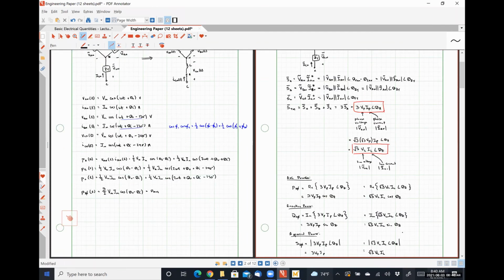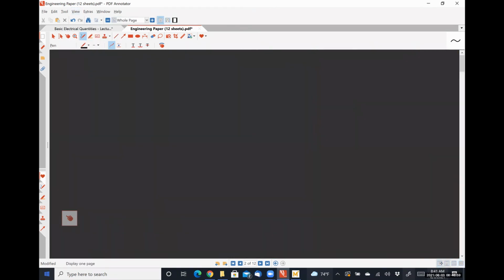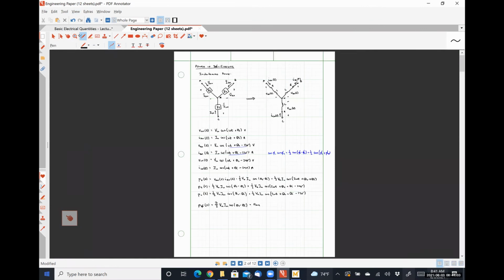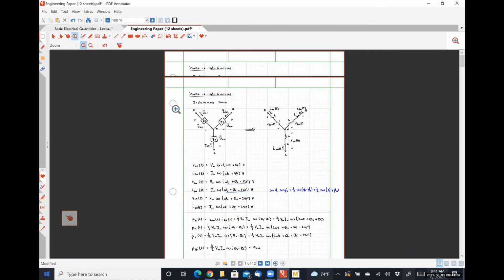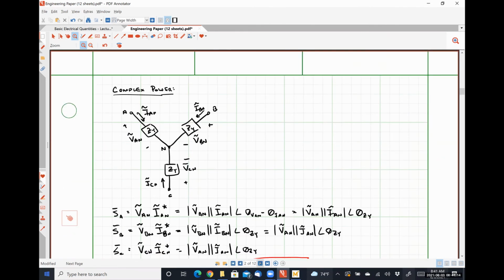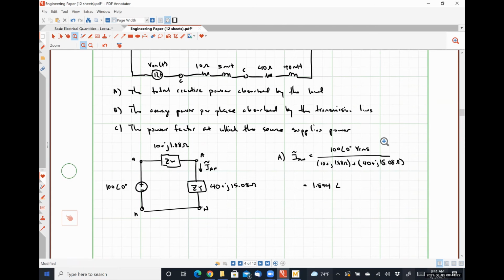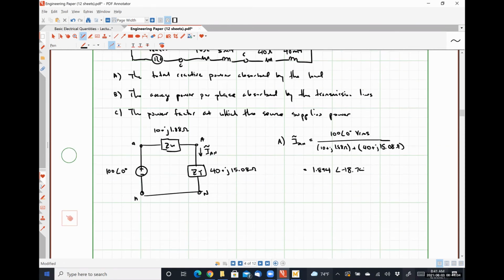What just happened? Give me just a second to remember how to change the view to look at just one page. Maybe I hit this. My hand grazed something, I apologize. Negative 18.742 degrees. My stylus will write. Amps.